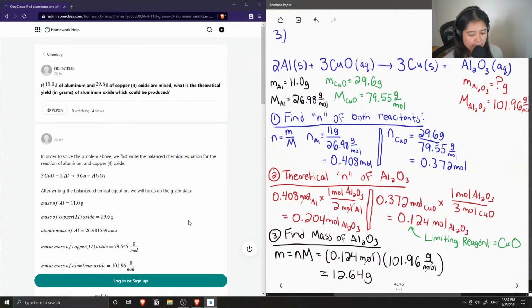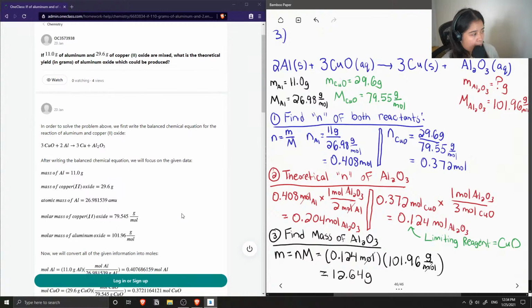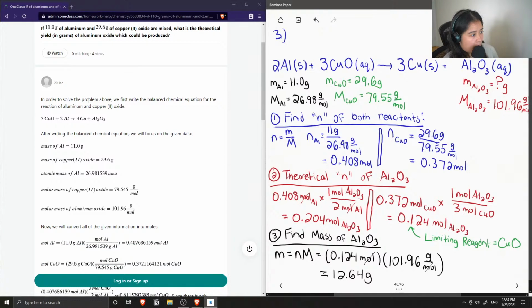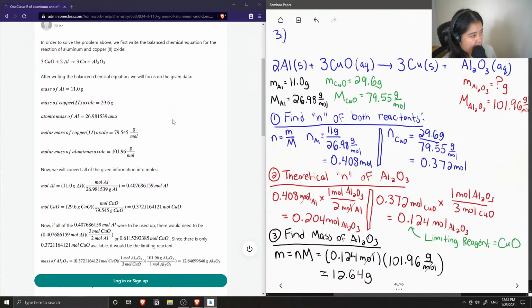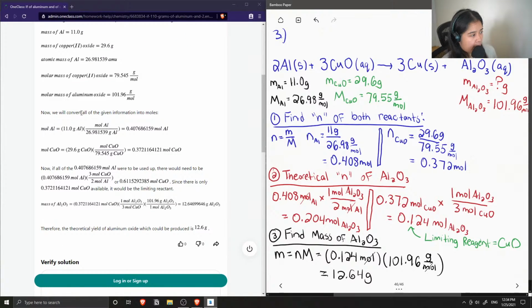Okay, so now let's see what the junior tutor said. In order to solve the problem above, we first write the balanced chemical equation for the reaction of aluminum and copper 2 oxide. Okay, so they wrote out the same balanced equation, and then after writing the balanced equation, we will focus on the given data. So they wrote down everything they knew, and now we will convert all the given information into moles. Number of moles of aluminum was 0.408, and for copper 2 oxide it was 0.372.